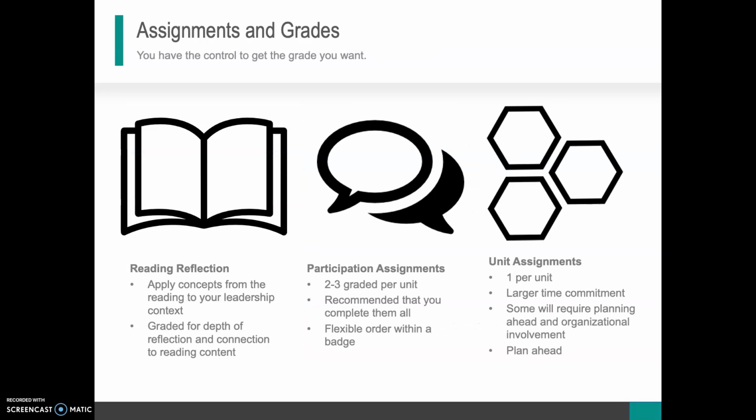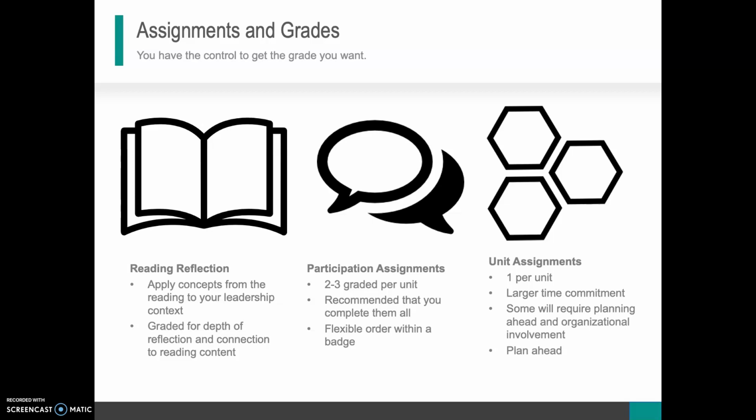Going a little bit deeper into some of the assignments and grades, you have control over the grade you want to get in the class based on the level of participation and completion that you put into these types of assignments. As I mentioned, there'll be a reading reflection where we are asking you to apply the concepts from the reading to your leadership context. We will be grading for depth of reflection and connection to the reading content. So we want you to share with us what you got from the reading, what stood out to you, and how that has implications for where you are leading. We want to hear about your values, your leadership style, what you agreed with, what maybe challenged you, what helped you think differently, or maybe something you don't agree with. That's what your reading reflection should include.